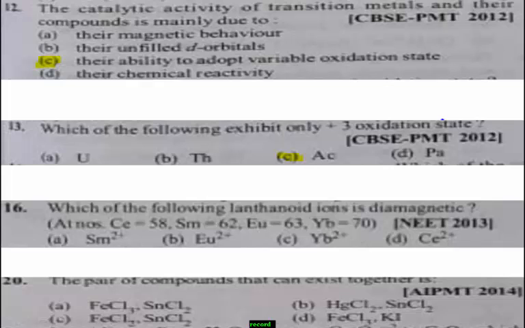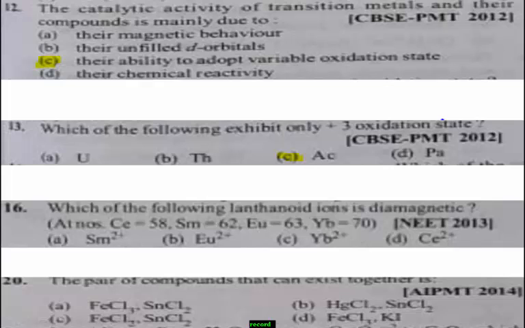Yb2+, ytterbium, atomic number 70, therefore its electronic configuration is Xe 4f14 6s2. There is no unpaired electron because f is 14 and s2, right? No unpaired electron means 0 unpaired electrons. Cerium 2+, its atomic number is 58. I write xenon 4f1 5d1 6s2, meaning 2 unpaired electrons here.